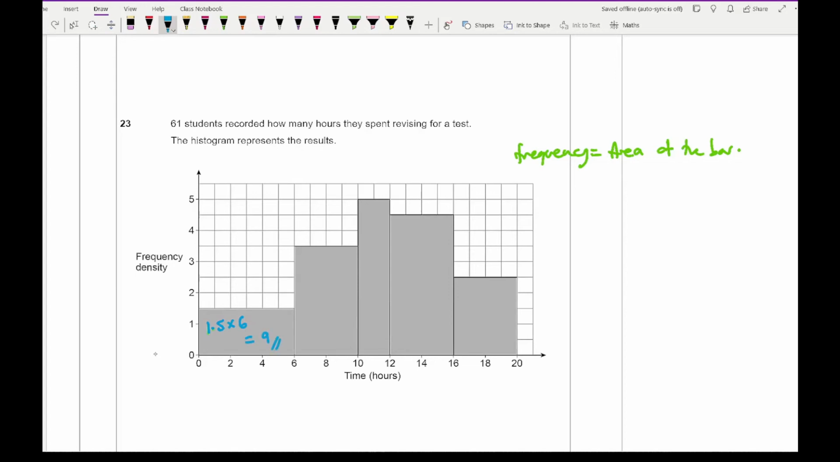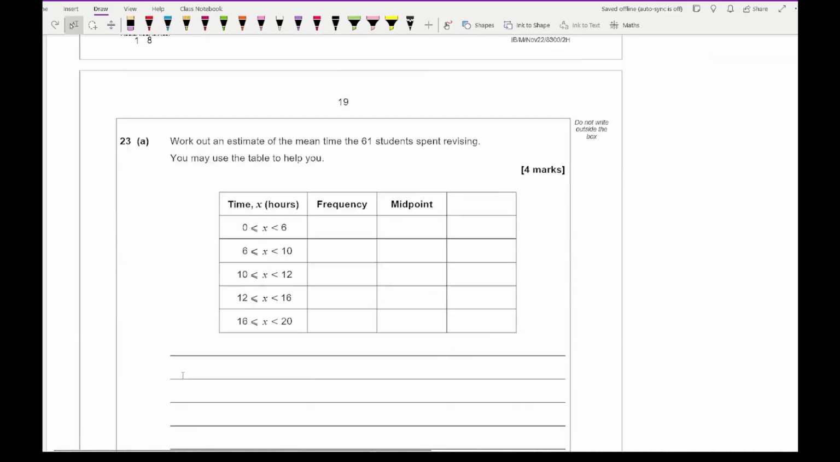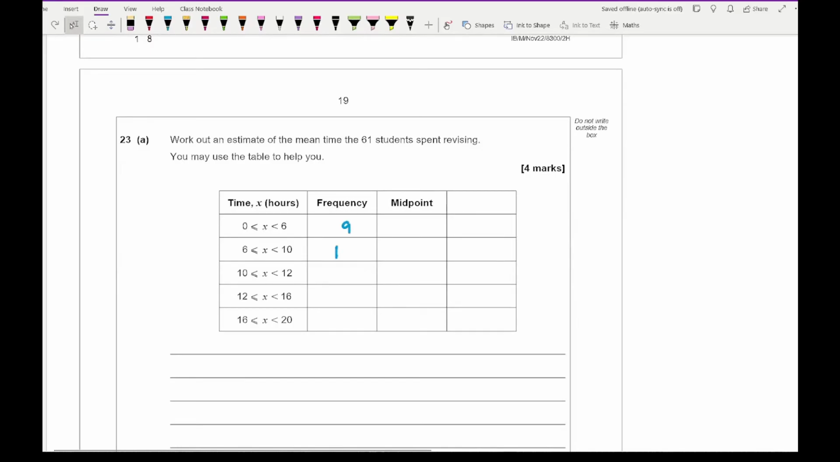The second bar is going to be 3.5 times 4, which equals 14. This third bar is going to be 2 times 5, which is 10. This fourth bar is going to be 4 times 4.5, which is 18. And then this last bar is going to be 4 times 2.5, and that gives me an answer of 10. So then using these frequencies, I can substitute them into the table where I've got frequencies. So I've got 9, 14, 10, 18 and 10.